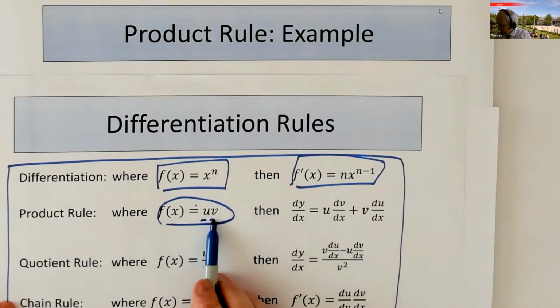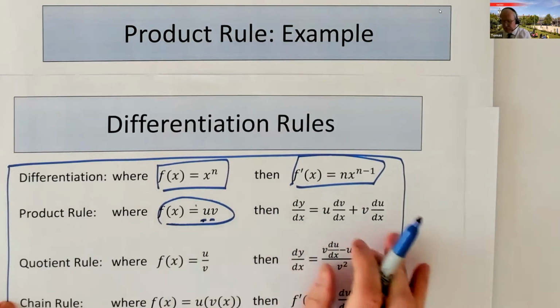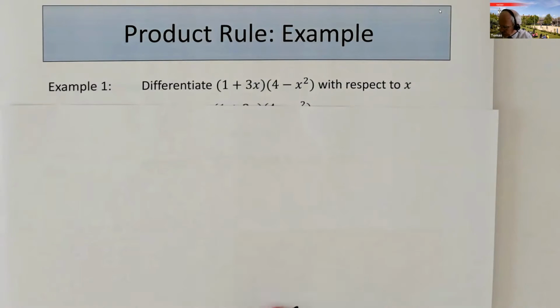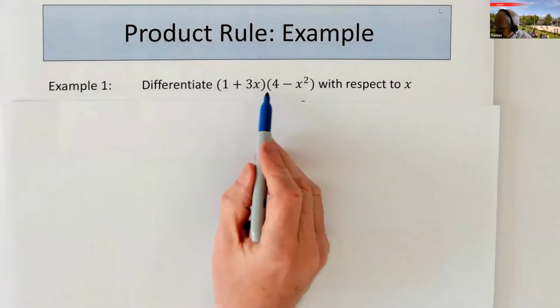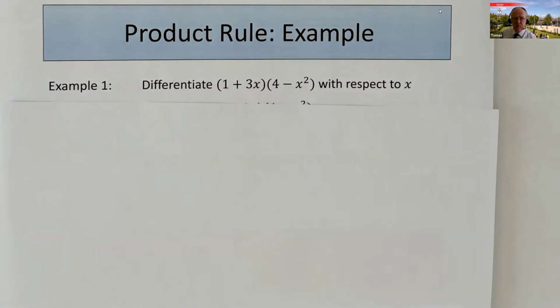So if it is, I say dy dx is the first one times dv dx and the second one times du dx. Okay, I'm going to use this tool. I haven't used it for a while. We're going to say that's the product rule. Differentiate 1 plus 3x by 4 minus x squared.